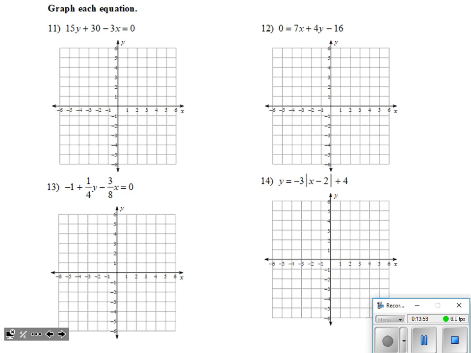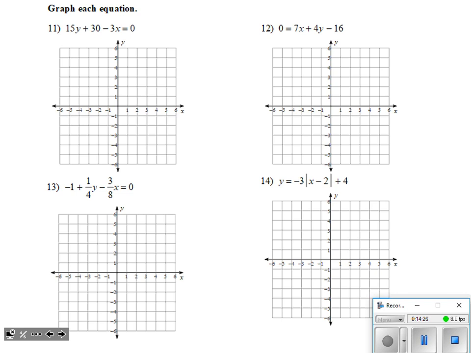All right, from there we move on to our graphing section. And you can see we have a few linear equations that have x's and y's, and then number 14 is an absolute value graph that we have to produce. For 11, 12, and 13 are linear functions. It's going to be very helpful for us to write these in slope-intercept form. In slope-intercept form, it's just much faster to graph that way.